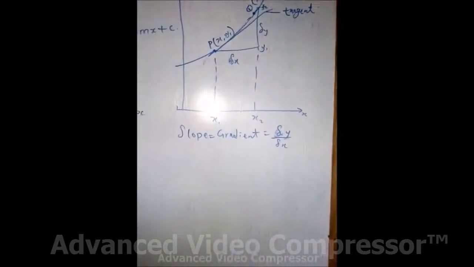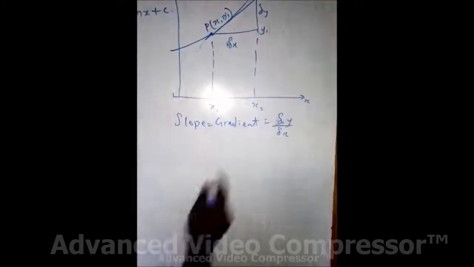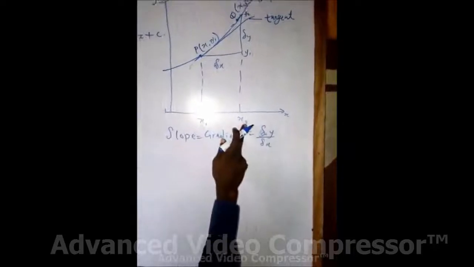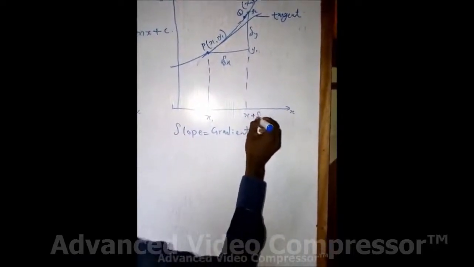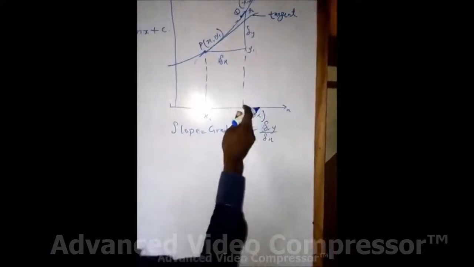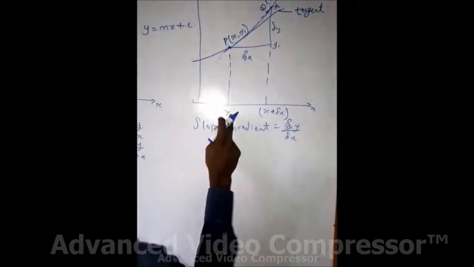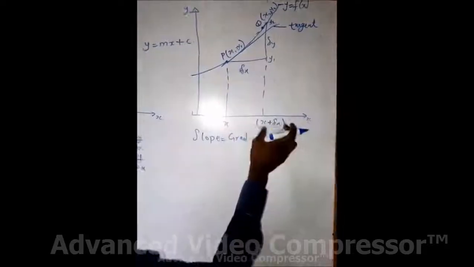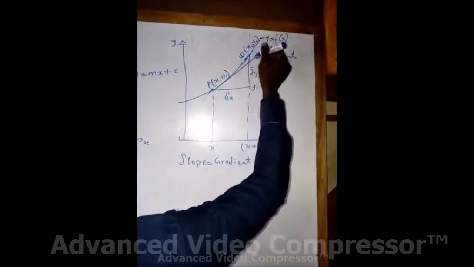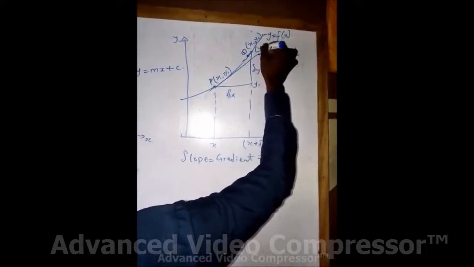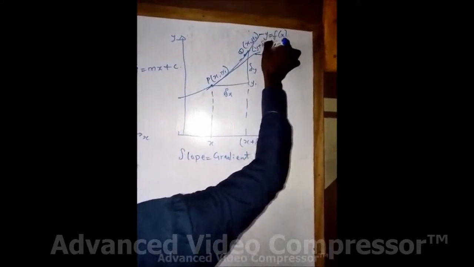Now looking at this very well, this is my x1 and this is my x2. My x2 is going to be x plus change in x. This point, this is x1, or let me just call it x. With this change in x, this is the second point. The same thing is applicable here for my y2. I won't have y2 here, but I will have y plus change in y.